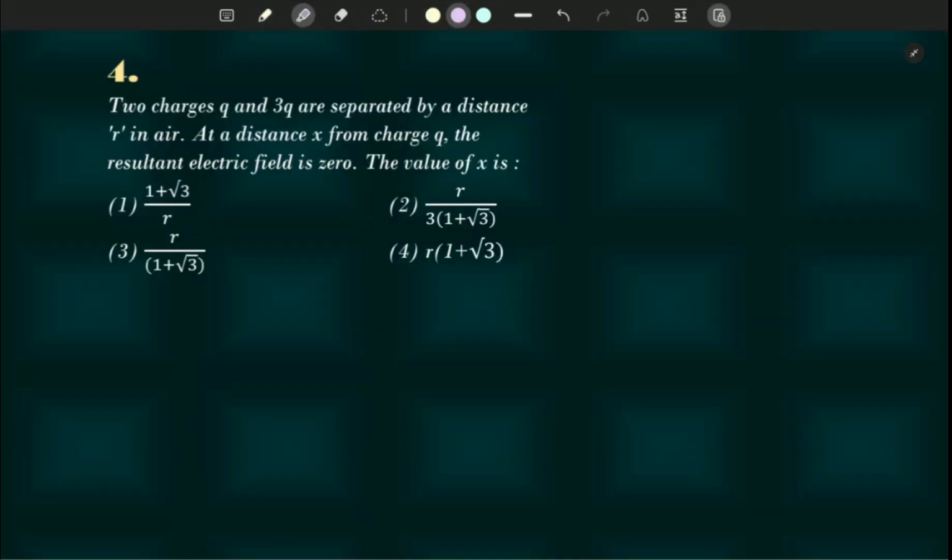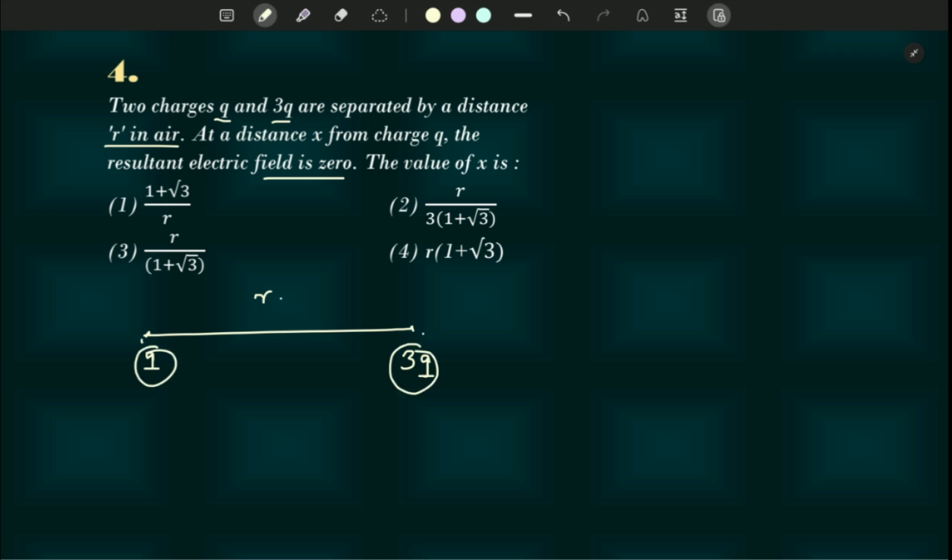So here is our next question. Two charges Q and 3Q are separated by a distance r in air. At a distance x from charge Q, the resultant electric field is 0. Find the value of x. So in the given question, this is charge Q, this is charge 3Q, and this distance is r. Now since both are of the same polarity, I know that the electric field will be 0 somewhere here, E is 0. And it is given x from charge Q, so this is x, this is r minus x.